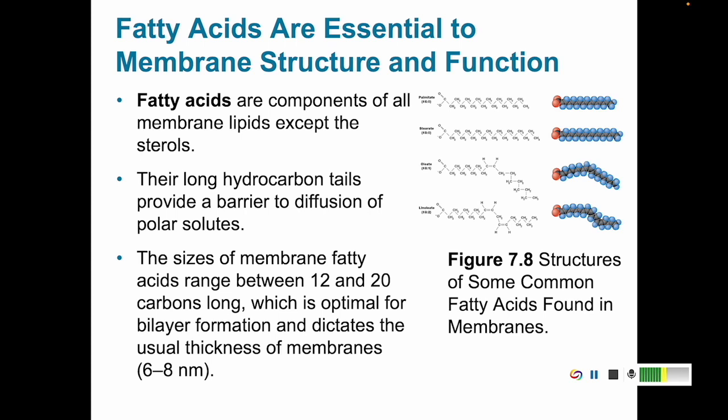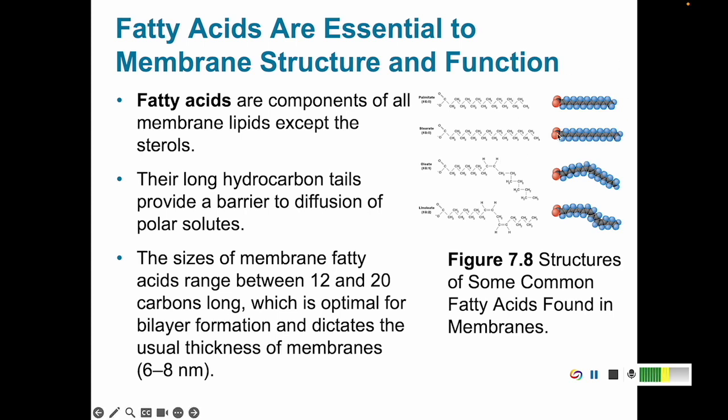There are fatty acids in almost all membrane lipids, except for your sterols, which don't have them. Your other membrane lipids are usually going to have fatty acids. They have long fatty acid hydrocarbon tails. Here are some illustrations of different types of tails you might have: palmitate, stearate, oleate, and linoleate. They can range in size from 12 to 20 carbons long. That's the general range, and that is a very optimal length to form a bilayer.